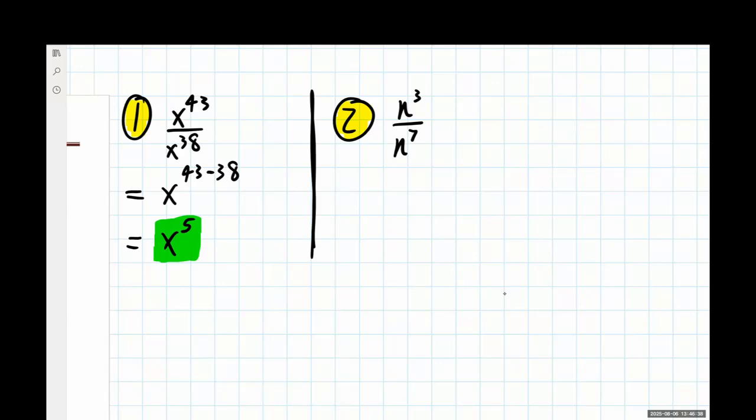Looking at my second example, I'm given n to the 3rd divided by n to the 7th. Once again, the bases are the same and they are dividing, which means that these exponents are going to be subtracting from one another. Now, when I do subtract those exponents, is the answer going to be in the numerator or the denominator spot? It's going to be in the denominator spot because the denominator has the bigger exponent. So I'm going to have leftover stuff down below there. I can write that out and get to my answer.